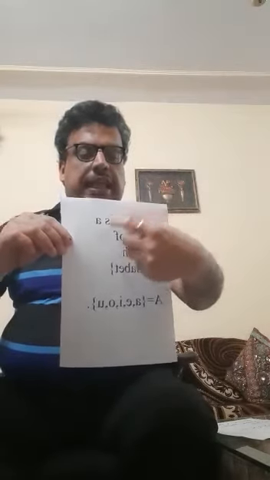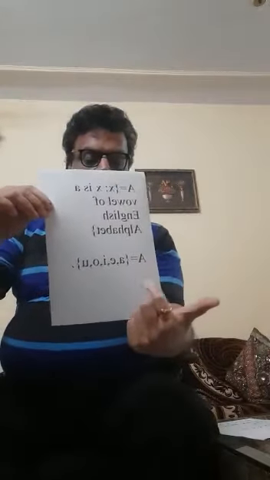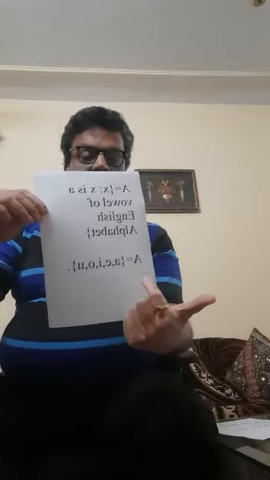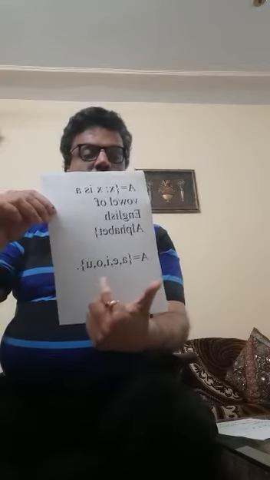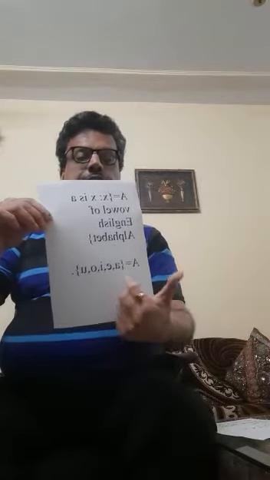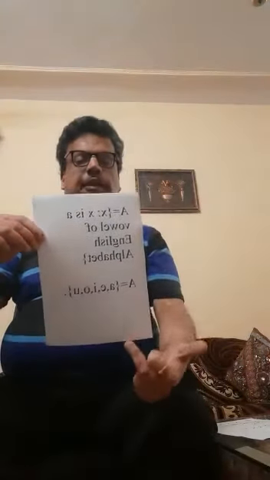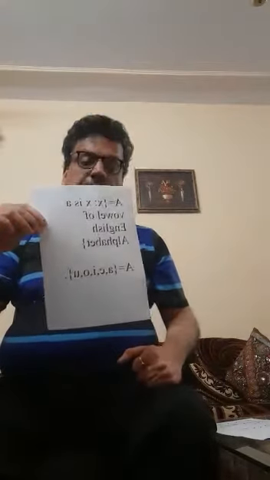Now, x such that x always comes in the set builder form. Whereas in roster form, you will just write the elements A, E, I, O, U. So this is your roster form, and this is your set builder form. Fine.